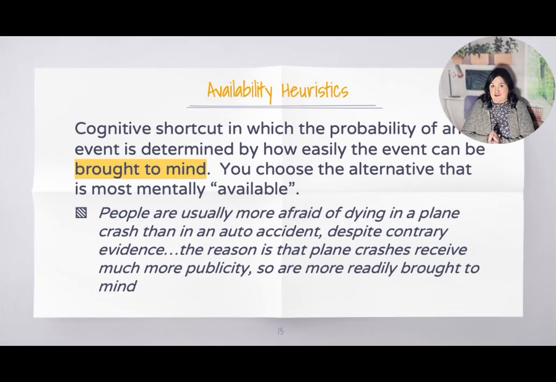Availability heuristic is a cognitive shortcut in which the probability of an event is determined by how easily that event can be brought to mind.